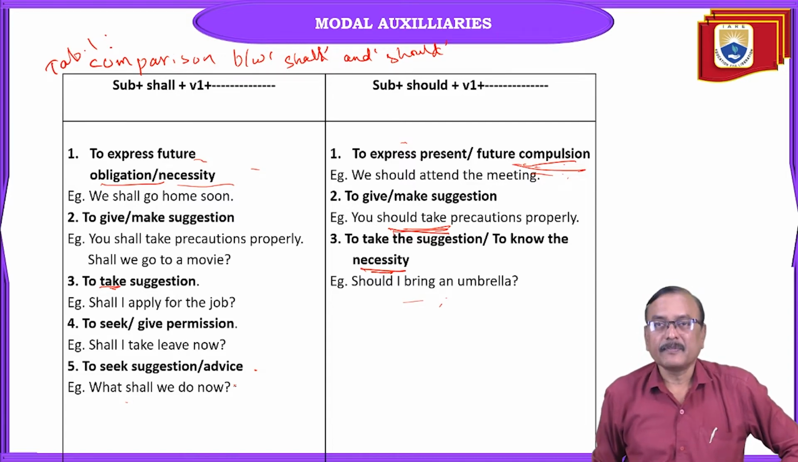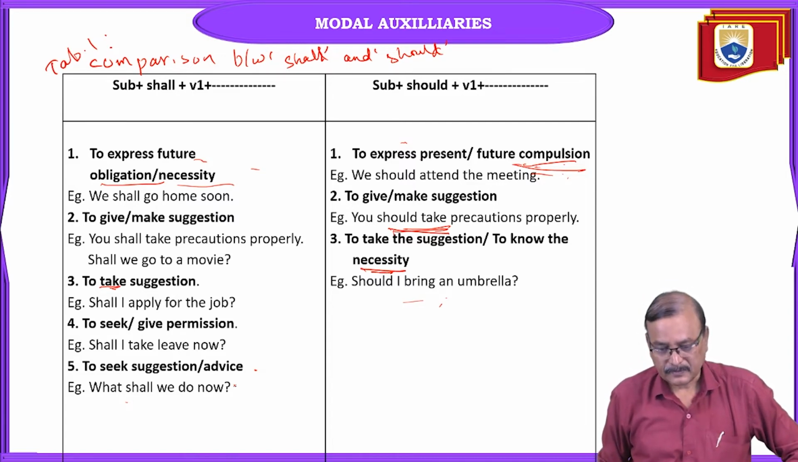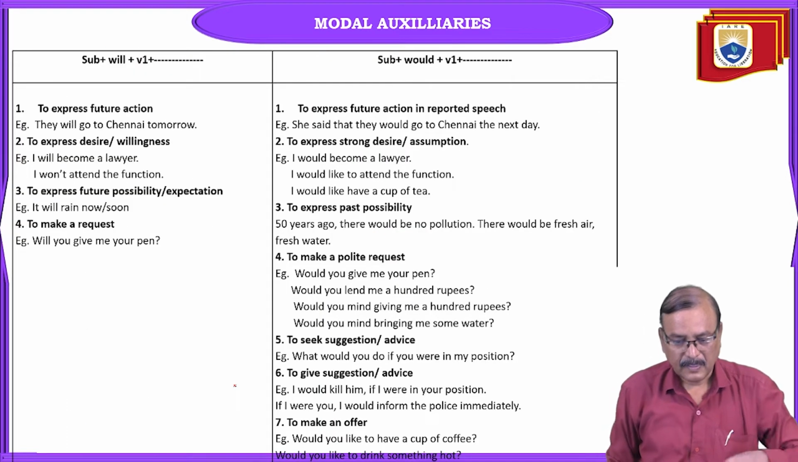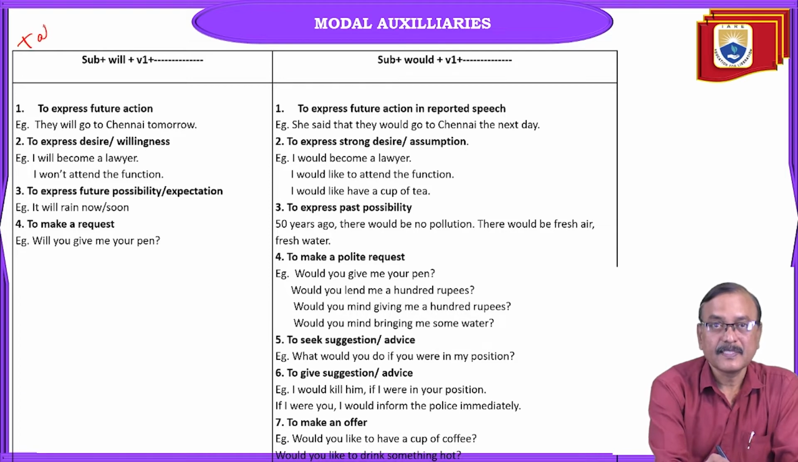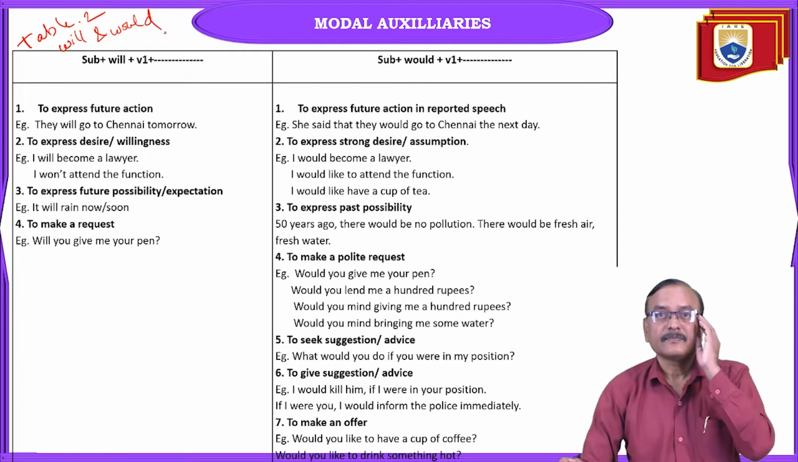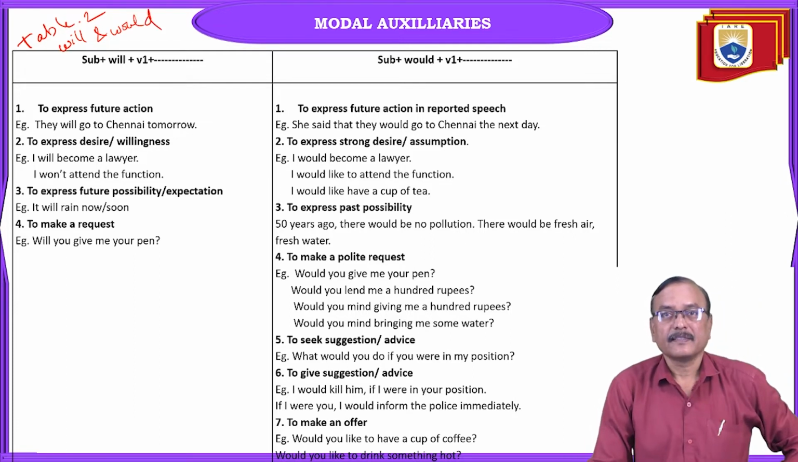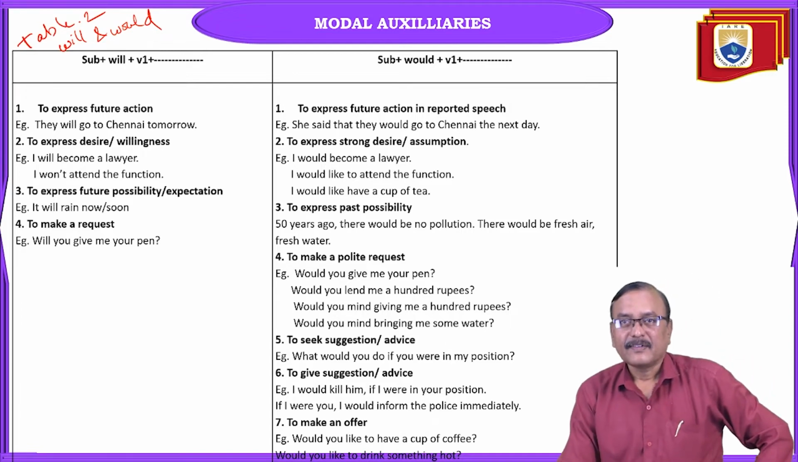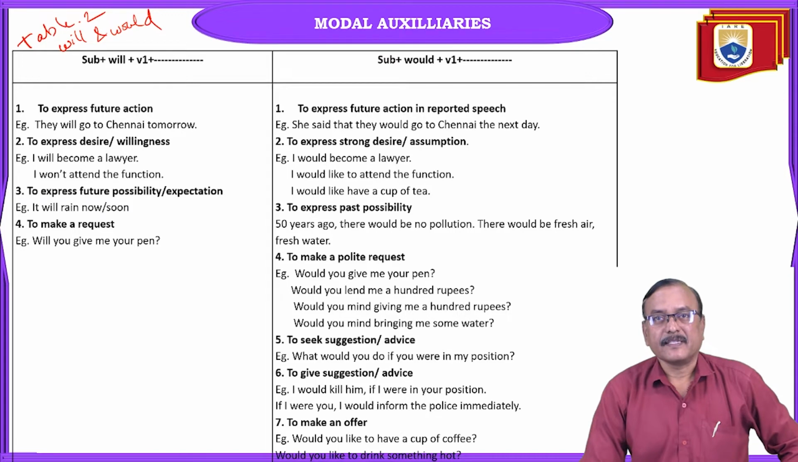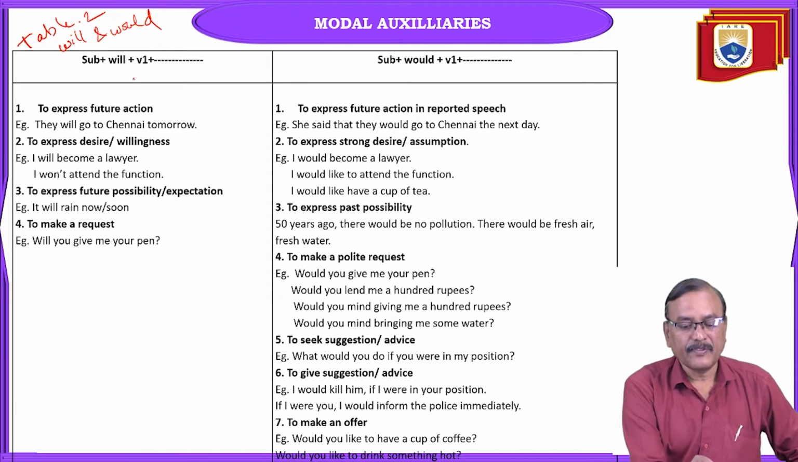Next one here, we shall move to the next one. Here, this is the comparison table 2. This is the table 2. Here, will and would only. Table 2, will and would. Is it clear? Right? So, in this one also, we can have some comparisons. See, what is the will plus V1?